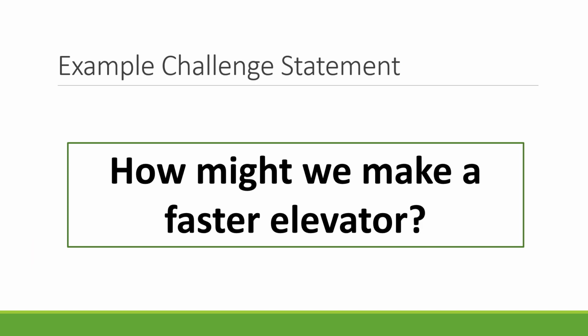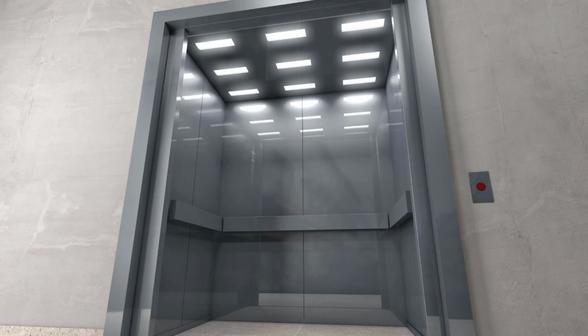So let's look at a possible example challenge statement, looking at something from our past. Let's say, how might we make a faster elevator? In the early industrial age, buildings began to spring up all over the East Coast. Many of these new buildings were taller than anything that ever was built before, and most had elevators. As buildings got taller and taller, more people began to use elevators. In those days, elevators were especially slow. People were constantly complaining about it.